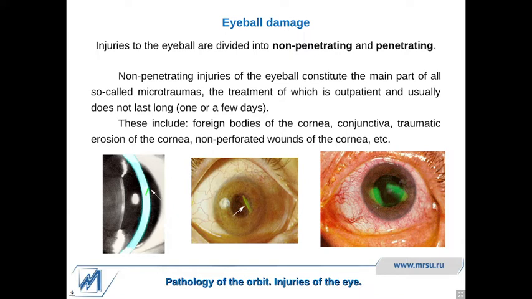There are some others. On the pictures, you see erosions of the cornea, little line erosions on the first and the second picture, and two rather big erosions. These defects of the epithelium of the cornea are colored with a specific dye named fluorescein, and we can see them using this green dye.